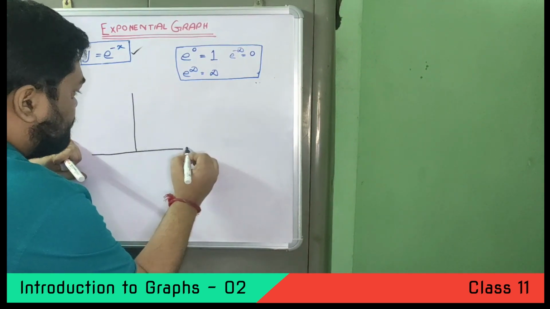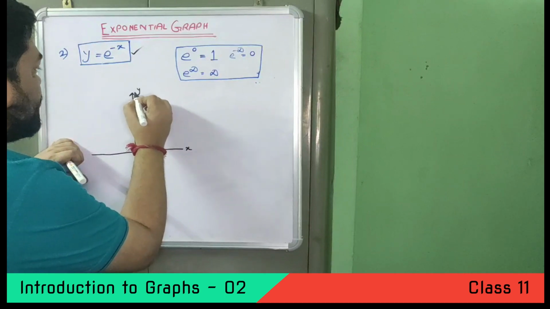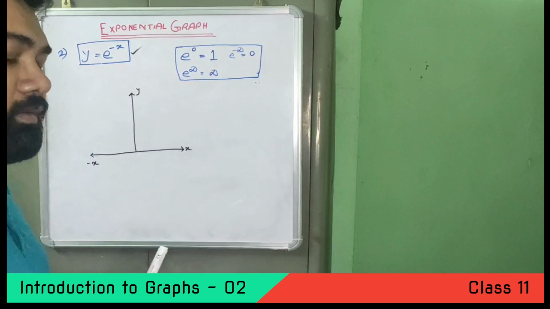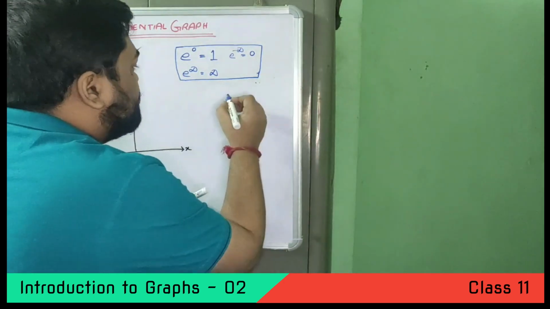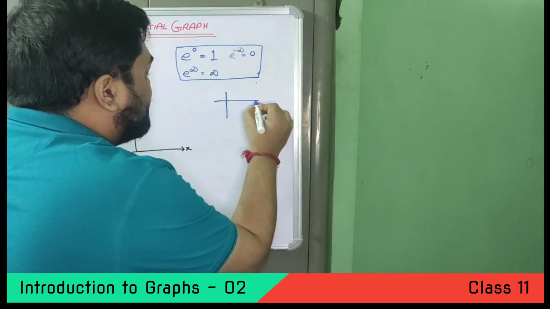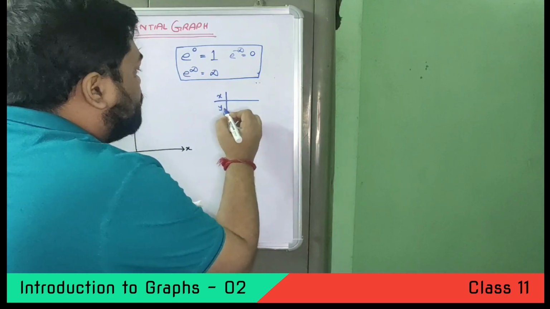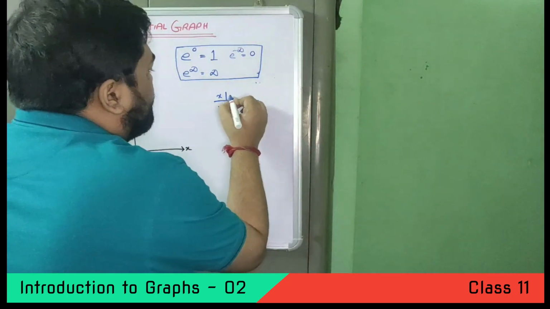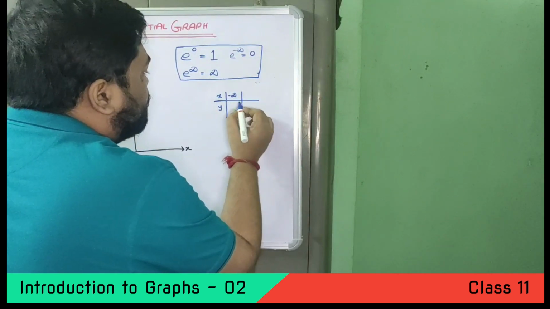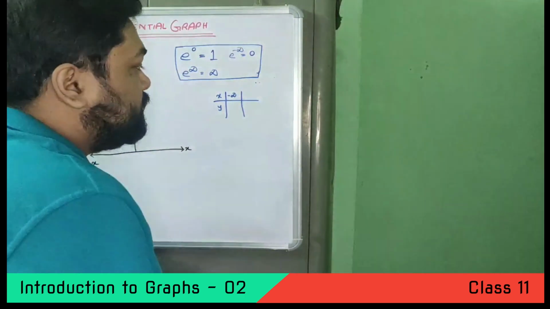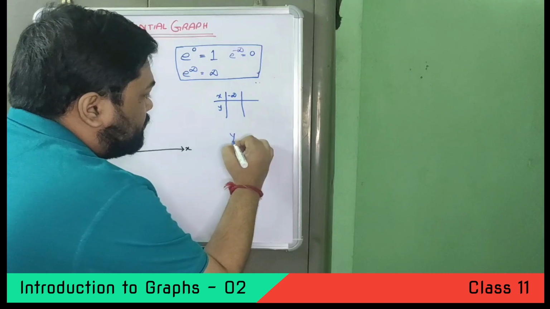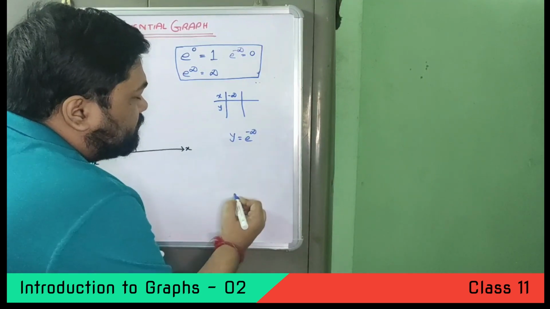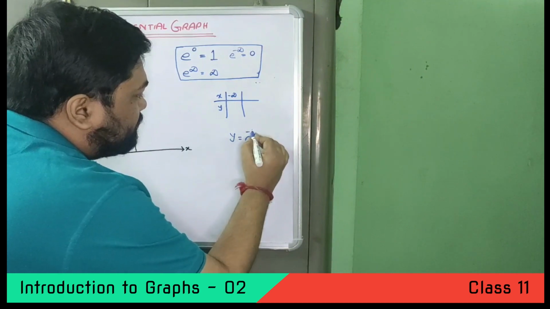right? This will be x, this will be y, this will be minus x, right? Again we have to consider the values of x and y in order to find the nature of this graph. Okay, now again we are putting the values of x as minus infinity. Now this time what will be the value of y? The original equation is e to the power minus x.